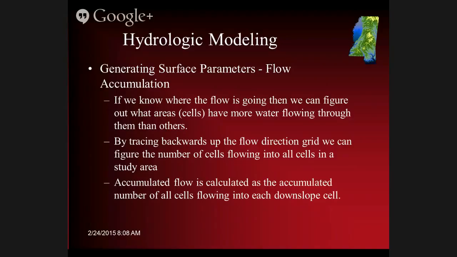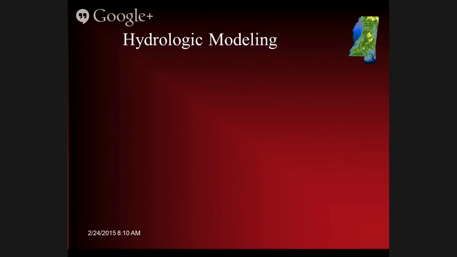So we know what the number is, we know how many cells. If we ask it to delineate that watershed, it'll show us which of those cells it is. So in fact, if the number is 1,000, after you delineate the watershed for that cell, you should have 1,000 cells in your watershed.